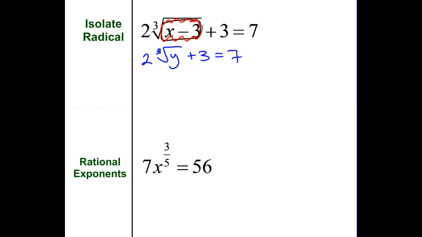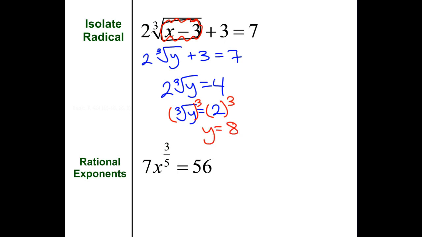Plus 3 equals 7. Now, we'd have to simplify this, get rid of everything outside of the radical before we do that. So really, we subtract 3 first. So we get 2 times the cubed root of y equals 7. Or sorry, not 7. We subtracted 3, so it's 4. Divide by 2, so we get the cubed root of y equals 2. And then we cube both sides because we need to get rid of that cubed root, so that means that y equals 8.